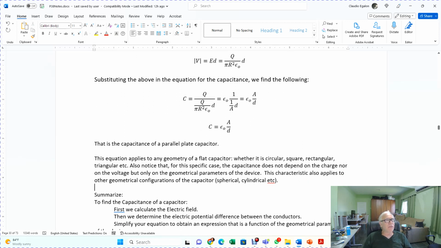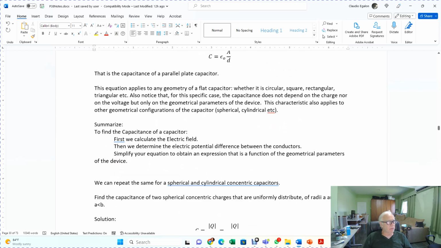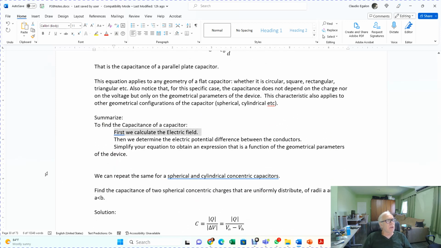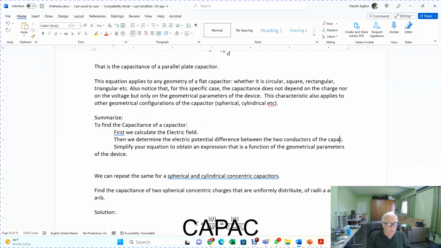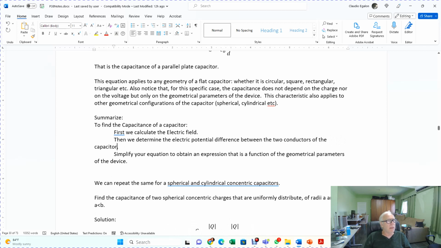Okay, so let's summarize how you find the capacitance of a capacitor. First, we calculate the electric field. Then we determine the electric potential difference between the two conductors of the capacitor. Then you simplify your equation to obtain an expression that's a function of the geometrical parameters of the device. Those are the 3 steps that you have to follow to find the capacitance. First, we calculate the electric field, then determine the electric potential difference. Okay, and then what else?